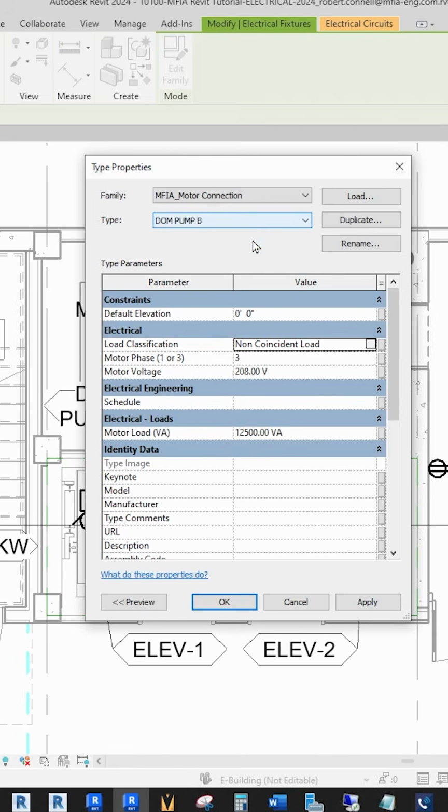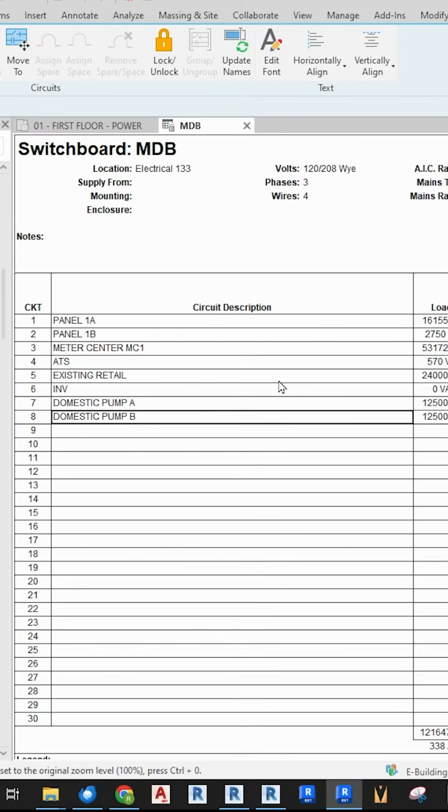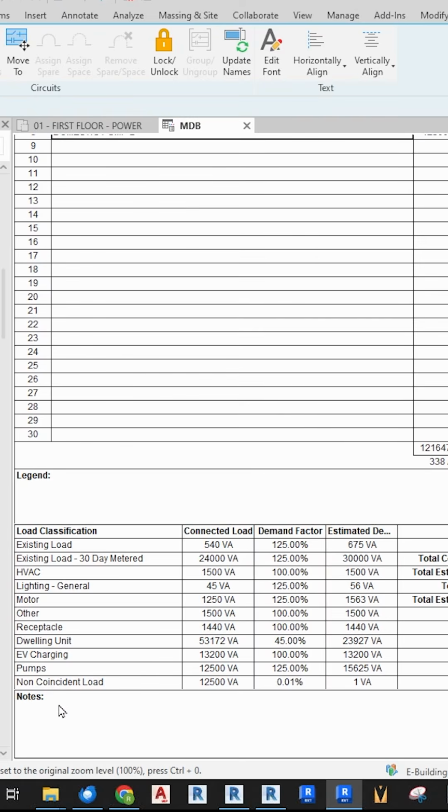So we will leave domestic pump B as a non-coincident load. We did not have to set its load to zero. And when we look at the bottom of our main distribution board load classifications, we have pumps at 12.5, 125%, and the non-coincident load is at 1 VA, essentially zero, so it's negligible. That is how we can deal with non-coincident loads.